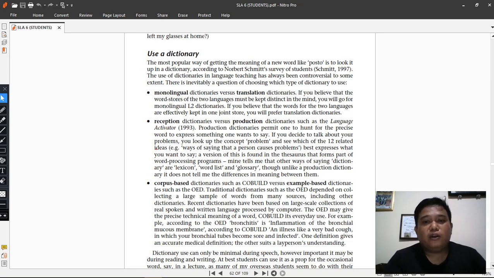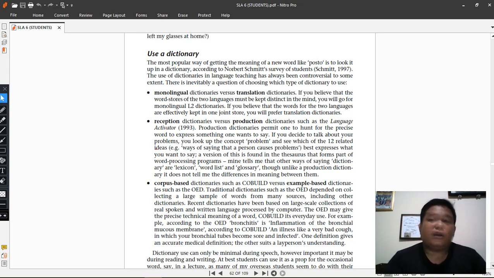So if you believe that the word source of the two languages must be kept distinct in the mind, you will go for monolingual L2 dictionaries. So monolingual dictionaries, it's like when you buy a dictionary, a book of dictionary. Okay, that is the monolingual. It is like a translation dictionary, word to word dictionary, without considering when to use it, without considering the situation of using it, without considering the context of using it.